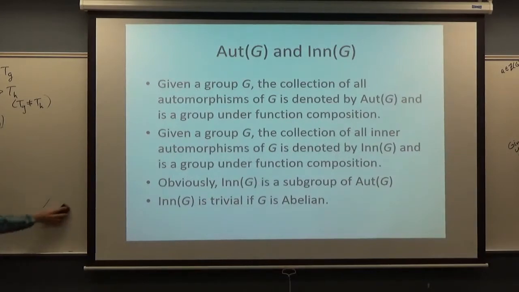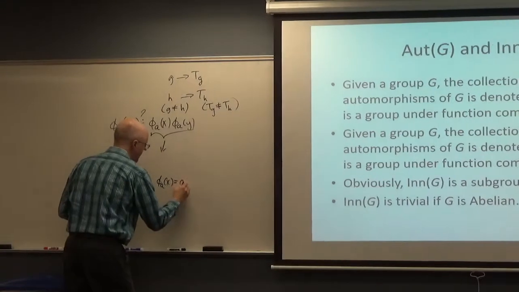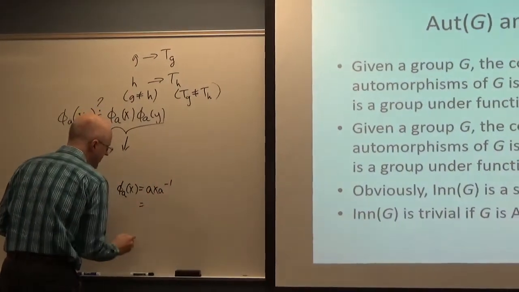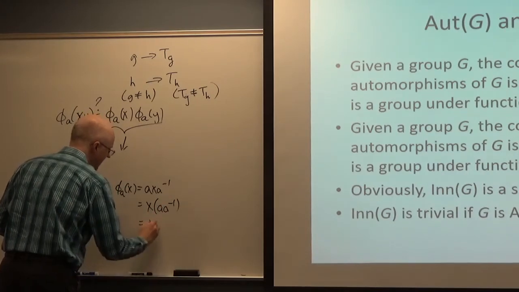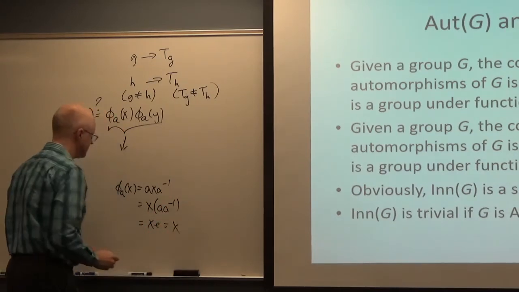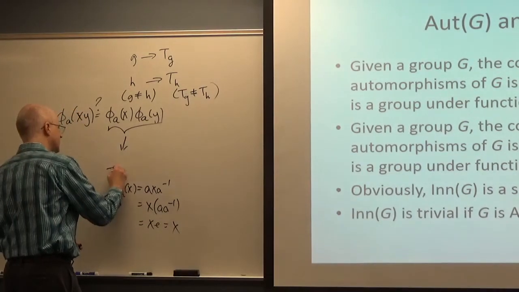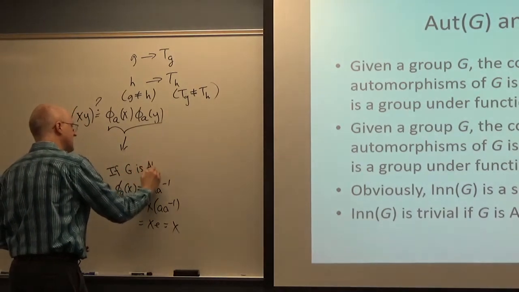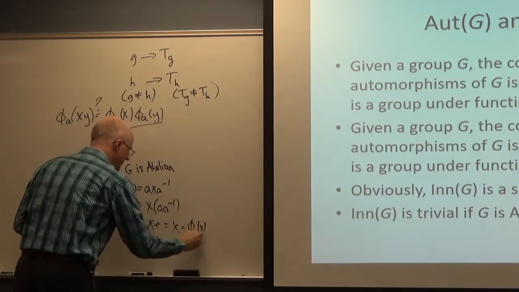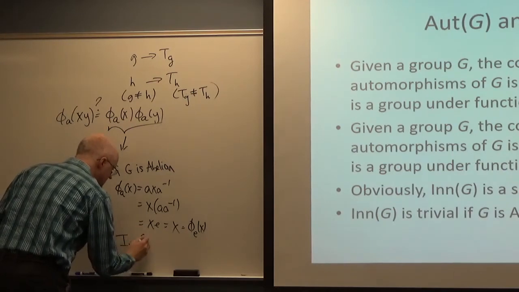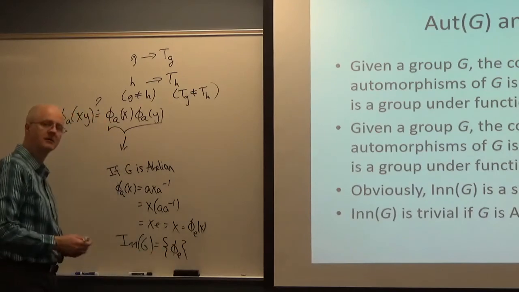If G is abelian, phi sub A of x, which equals A x A inverse, because G is abelian, would also equal x A A inverse, which is x E, which is x. The identity mapping, no matter what A is. That's the same as phi sub E of x. Then Inn(G) just consists of the identity mapping. It's a trivial group.